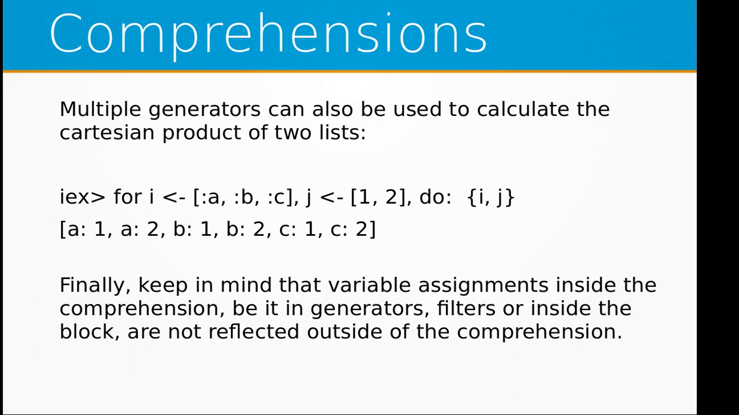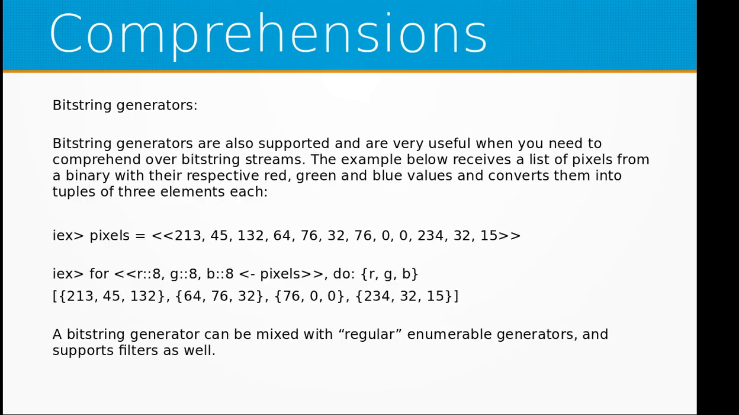Finally, keep in mind that variable assignments inside the comprehension, but in the generators, filters, or inside the block, are not reflected outside of the comprehension. Okay, let's look at BitString generators. BitString generators are also supported and are very useful when you need to comprehend over BitString streams. The example below receives a list of pixels from a binary with their respective red, green, and blue values and converts them into tuples of 3 elements each.